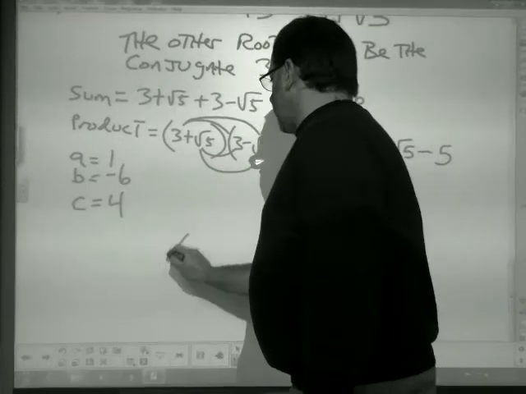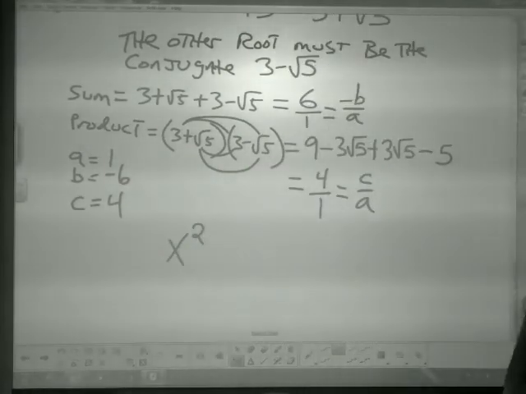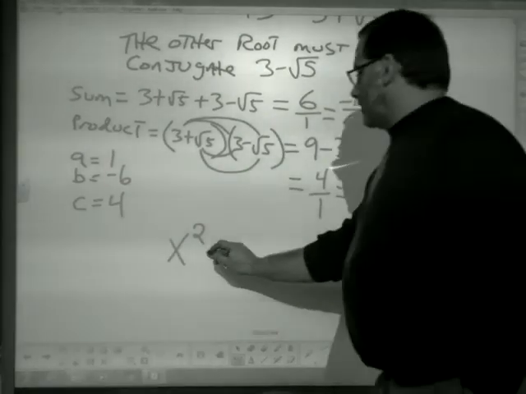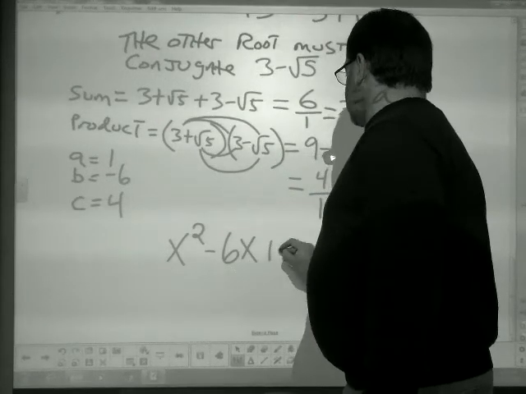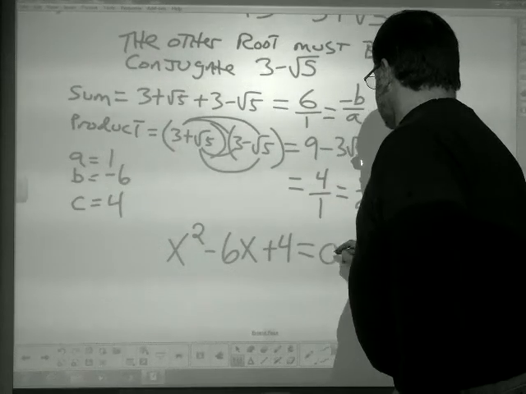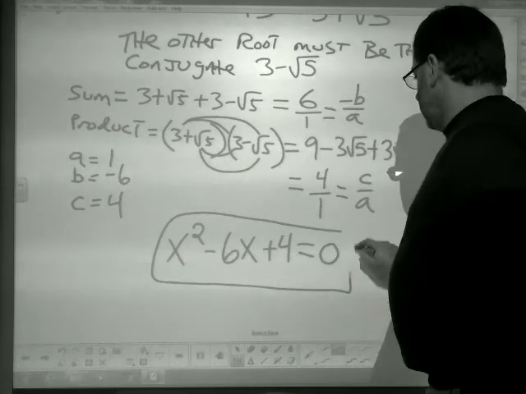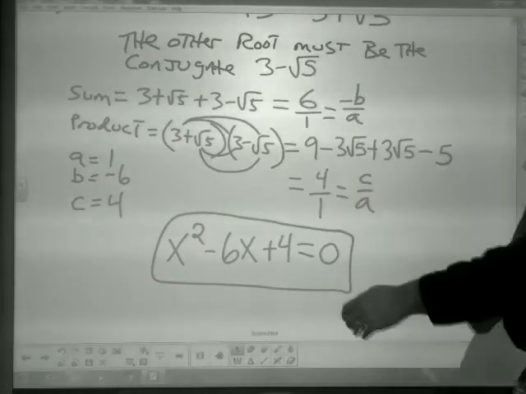So what do I have? I have 1x squared, so I don't really put the 1 there, that would just look silly. Minus 6x plus 4 equals 0. And that is my quadratic.